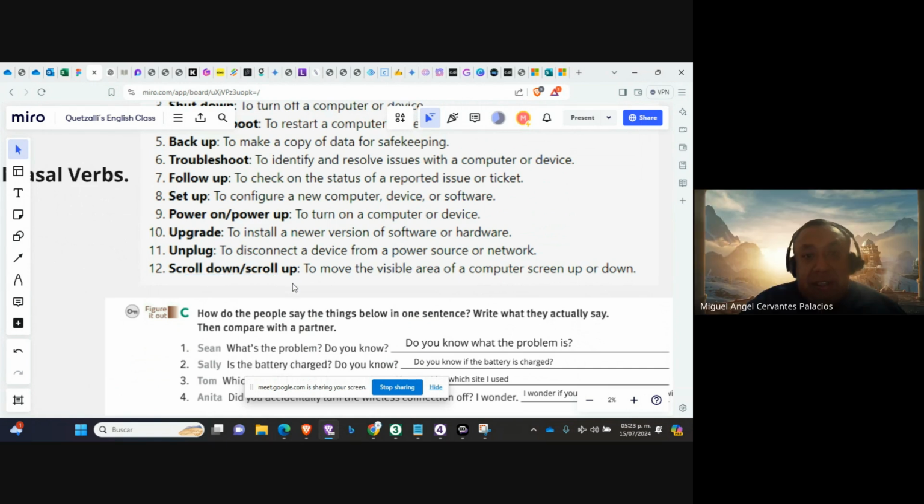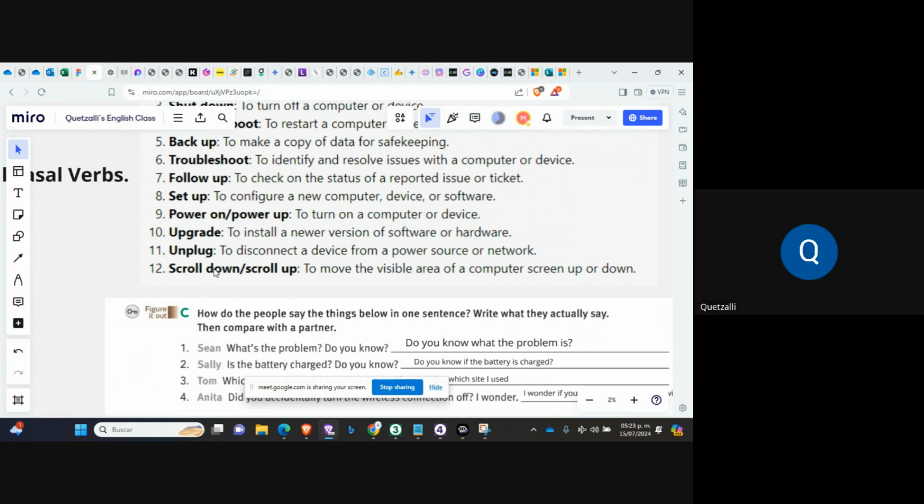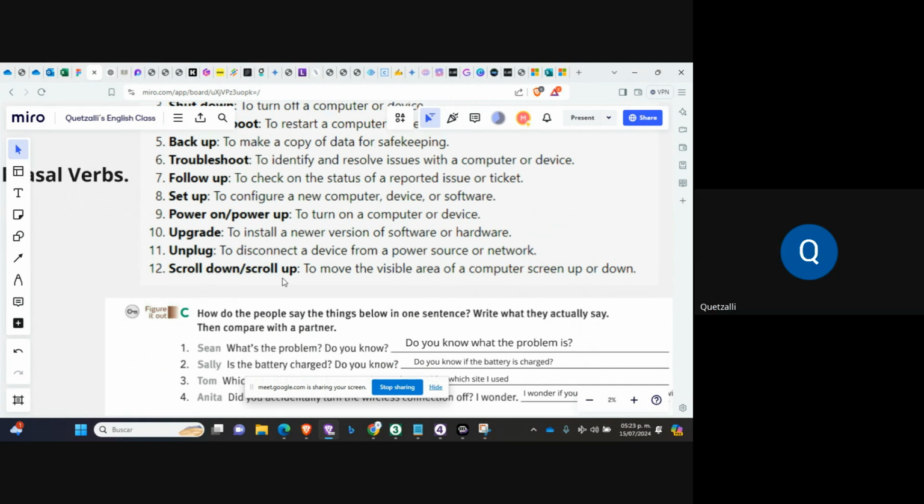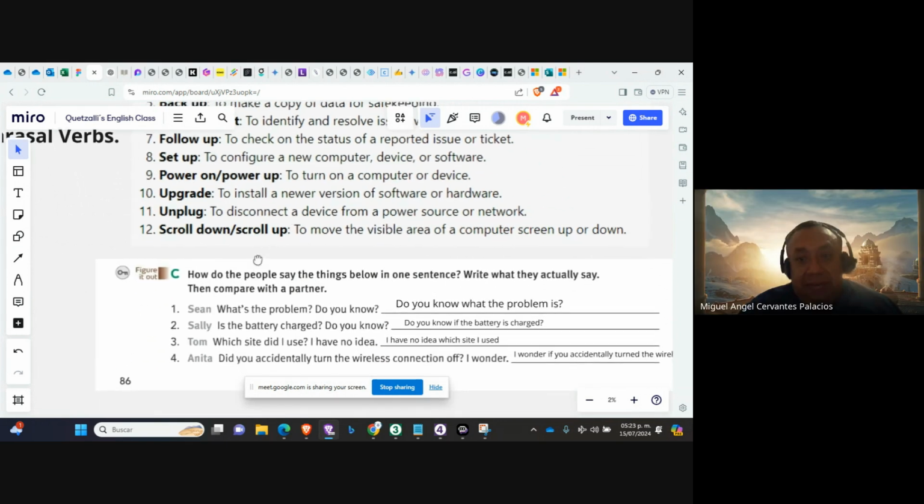Scroll down es ir hacia abajo. And scroll up, ir hacia arriba, ¿no? En una pantalla, por ejemplo. Okay. Very good. Excellent, very good.